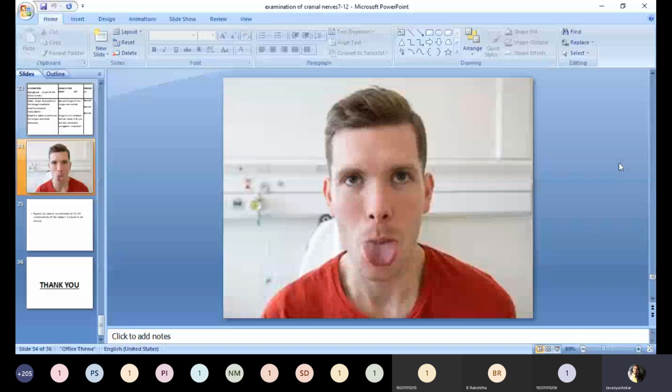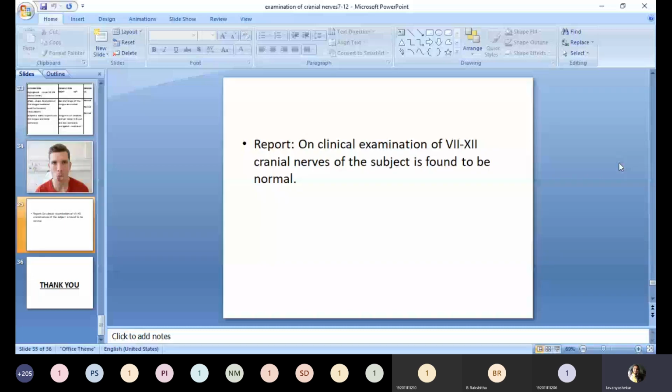Finally, you are going to write the report. On clinical examination of the 7th to 12th cranial nerves, the subject is found to be normal. You are going to write the tabular column for each of the cranial nerves and mention all about the tests. You are going to write the observation for both the right side as well as the left side, and the inference will be written. Once you come back, a demo on all these tests will be given. So see to it that you all prepare the tabular column and keep it ready.